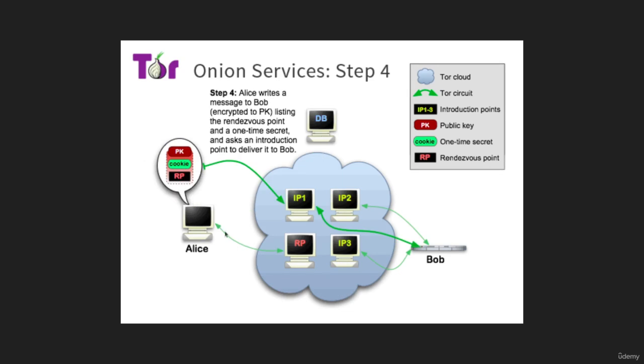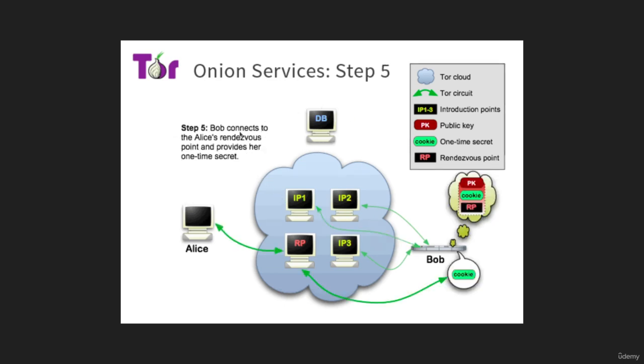Okay, now in step 4, Alice will write a message to Bob encrypted to his public key, listing the rendezvous point and a one-time secret, and ask an introduction point to deliver it to Bob. So you can see that the message this time has the one-time secret and the rendezvous point, and Alice requests it to be delivered to the onion service. The onion service here in our case is Bob.